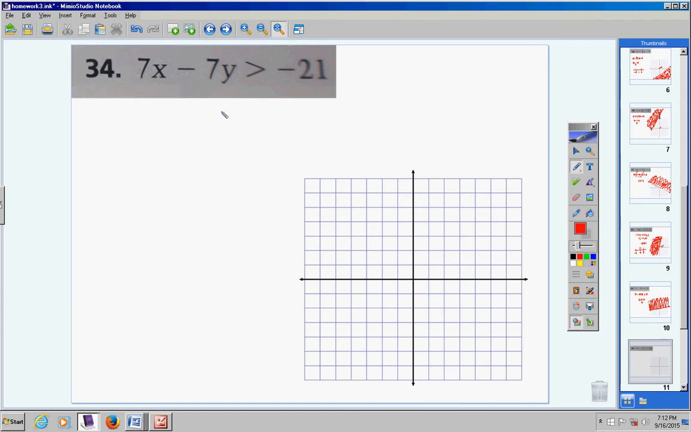Again, right away you should notice you have an x and a y. So I'm going to replace that with an equal sign and graph the line. Now we can do this pretty quickly using the double intercept method.